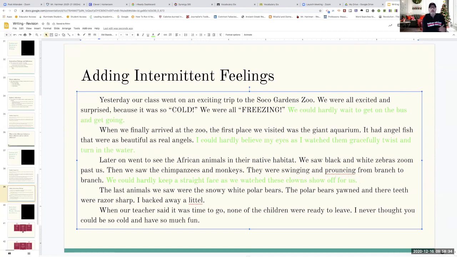Right. So again, we're just adding another thought or feeling to our existing essay here. So these are just thoughts from the narrator that continue to walk us through what he or she is experiencing. Moving on to the next paragraph. The last animals we saw were snowy white polar bears. The polar bears yawned and their teeth were razor sharp. I backed away a little. And then I'm going to add another thought here.